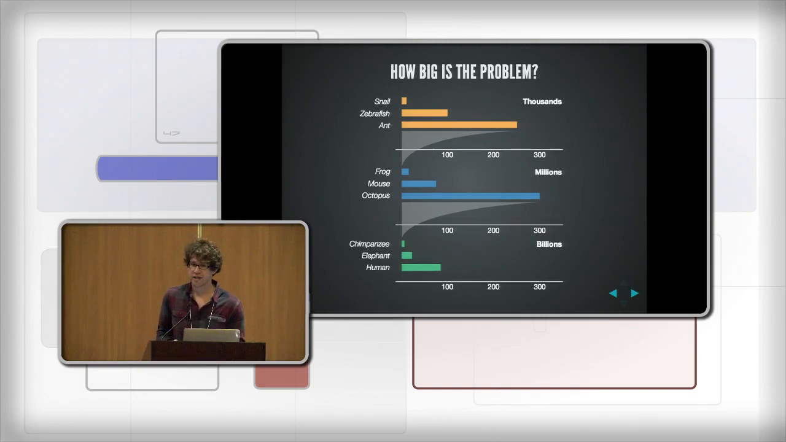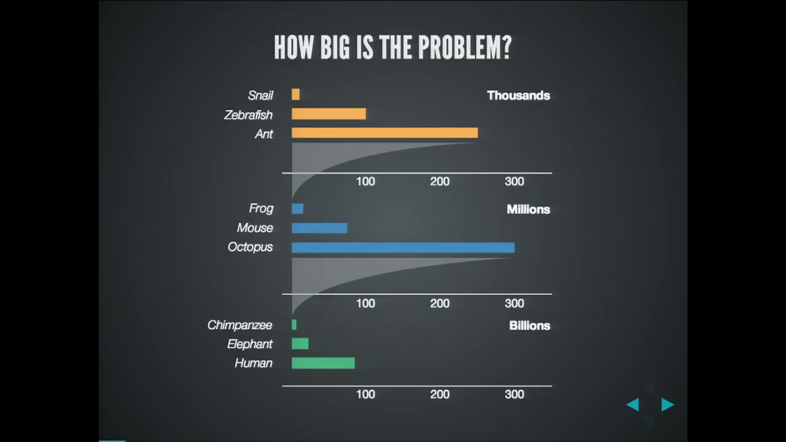I'm showing here a logarithmic chart of how many neurons are found in a bunch of different animals, all the way from the very unintelligent snail, which has about 1,000 neurons, all the way to humans, which have about 100 billion. So I'll tell you right now, we are nowhere near close to being able to record the activity of every single neuron in the human brain simultaneously. That's still a ways away.